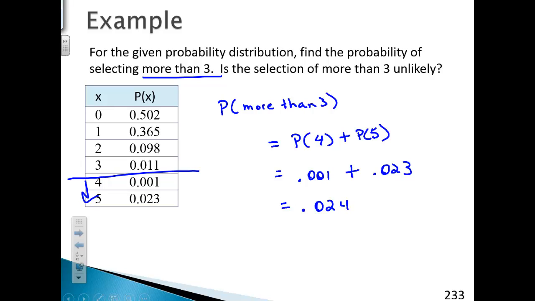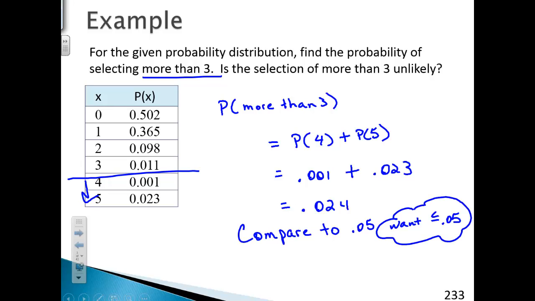Now there was a second part to this question, and that second part was to determine if the selection of more than 3 is unlikely. Now we learned a rule. We need to compare that to, bringing stuff back from the last chapter, 0.05. Remember, we want it to be less than or equal to 0.05 for it to be unlikely.